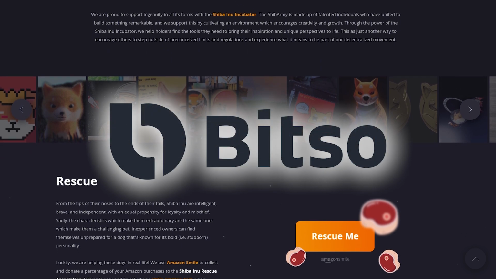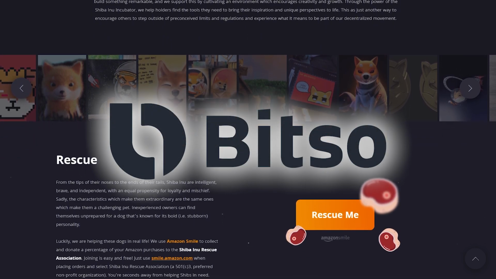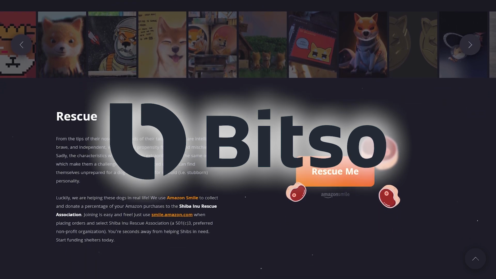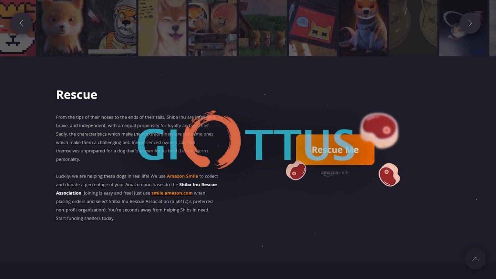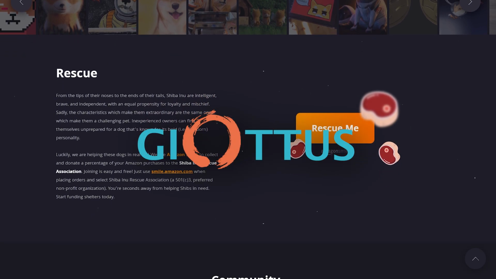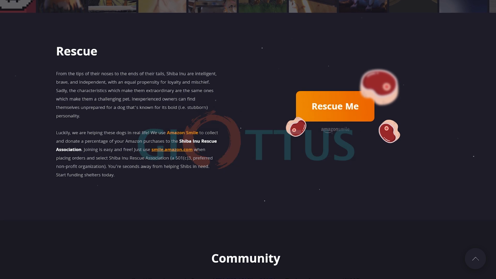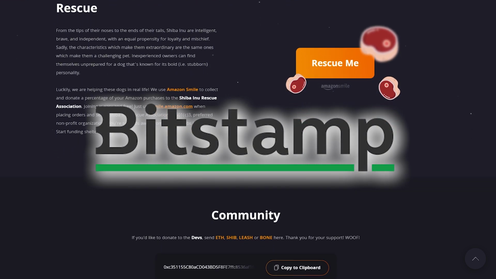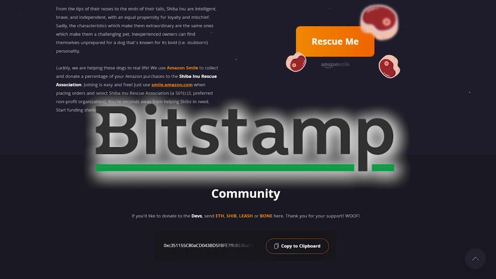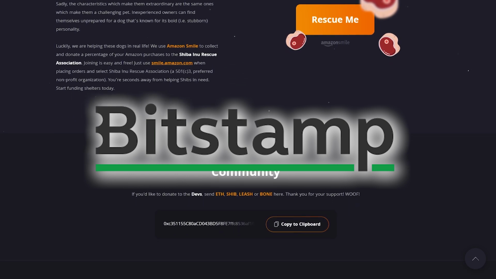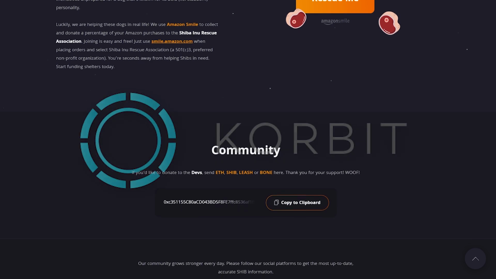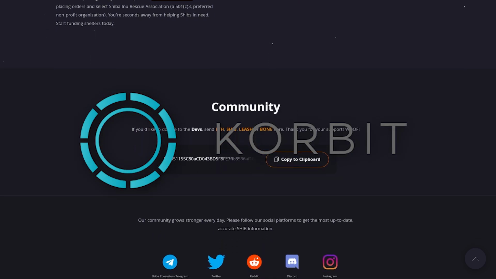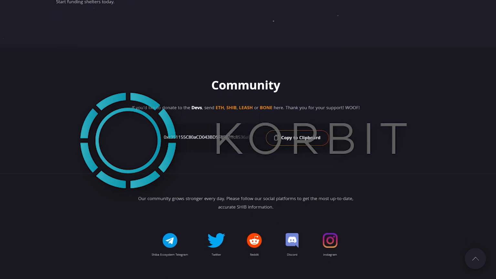Bitso, Mexico's biggest cryptocurrency exchange, announced in September that SHIB would start trading on its exchange. Gaiotus, an Indian crypto exchange, announced the same. Bitstamp, the biggest crypto exchange in Europe, said that it would list Shiba Inu for trading at the beginning of 2022. Korbit, a South Korean exchange, became the country's first exchange to list the SHIB token in 2021.